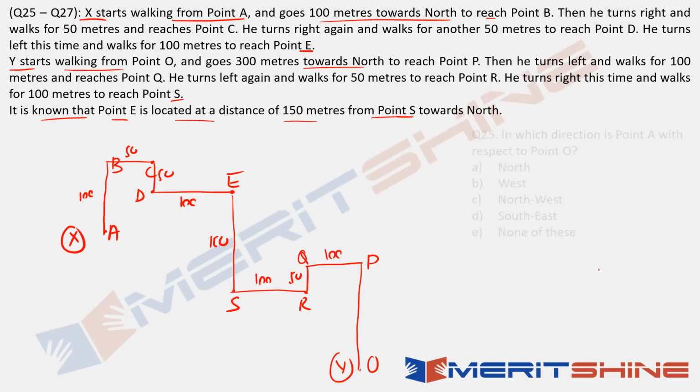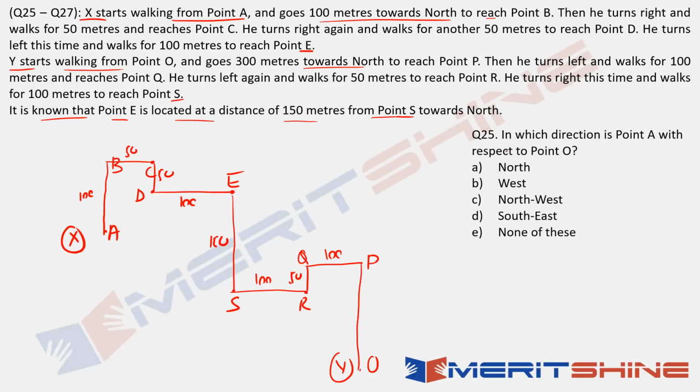You've got everything here. In which direction is point A with respect to point O? This is A, this is O. Very clearly it's northwest. That's the answer, C. Simple question. Let me show you the next one.